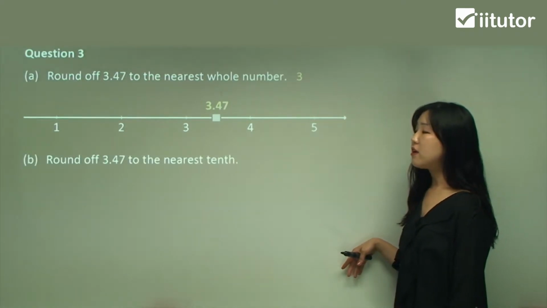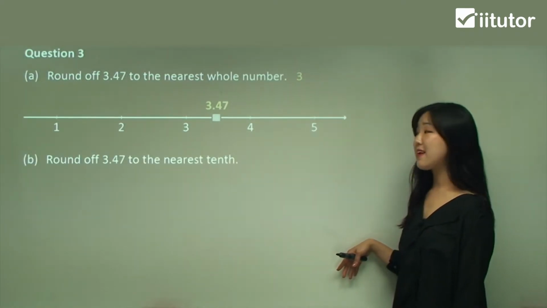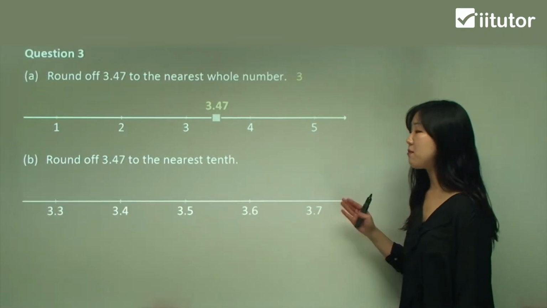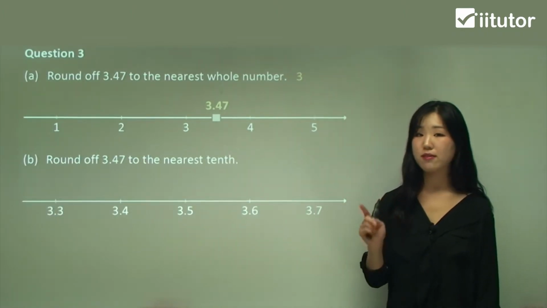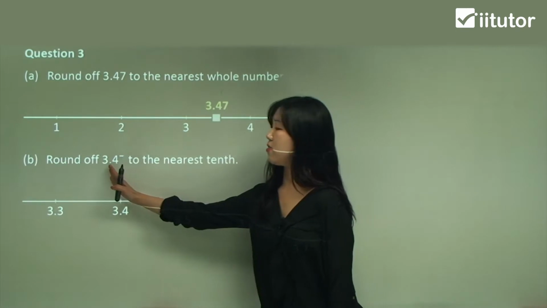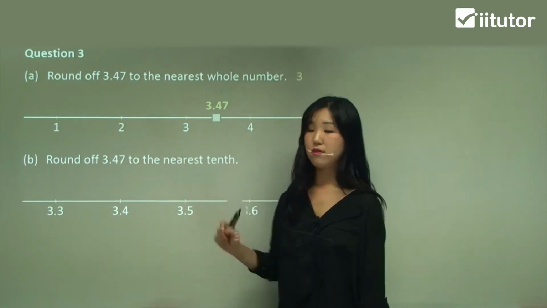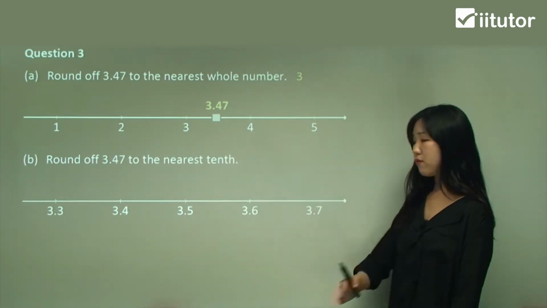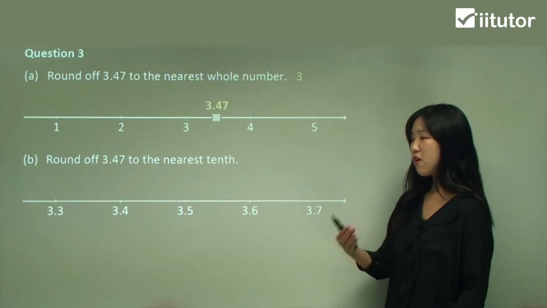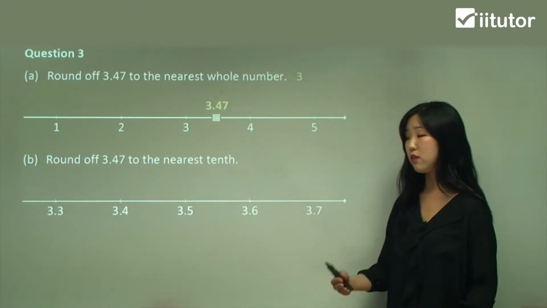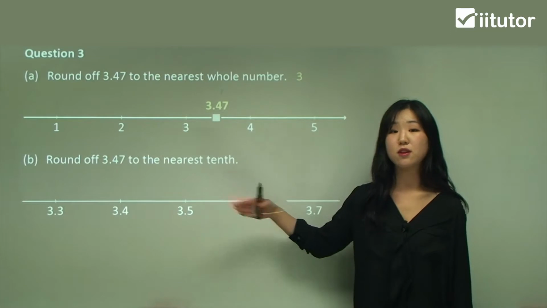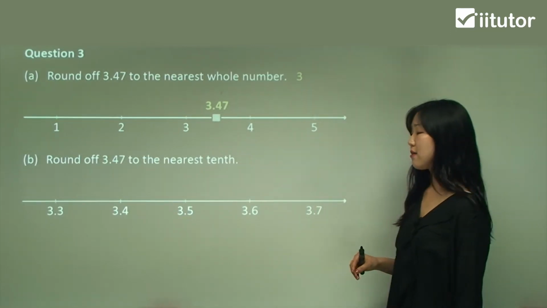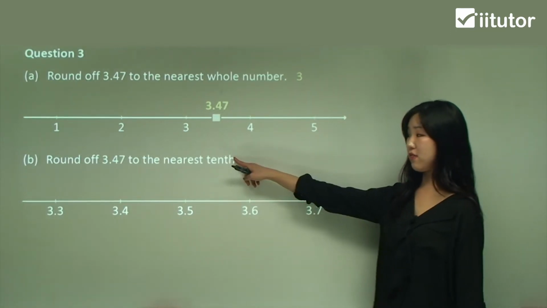Now, round off 3.47 to the nearest 10th. Nearest 10th, I mean we're going up by one decimal place. The 10th decimal is the one decimal after the decimal. So it's 3.3, 3.4, 3.5. So we can think of it as 3.30, 3.40, 3.50. That's why we call it to the nearest 10th, okay? So make sure you know what the word 10th means.